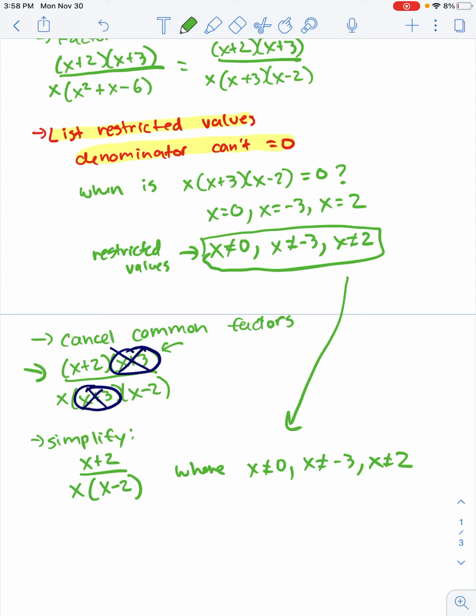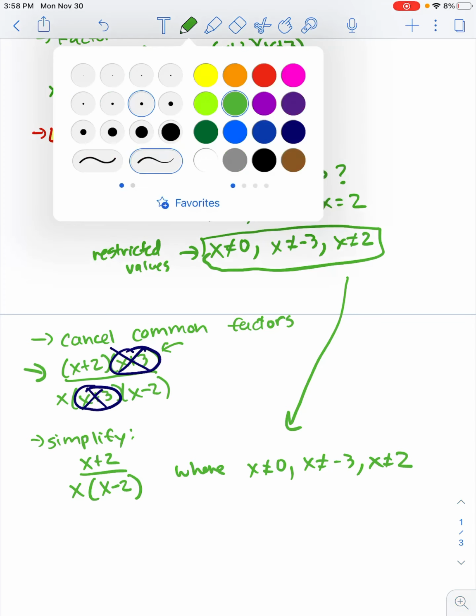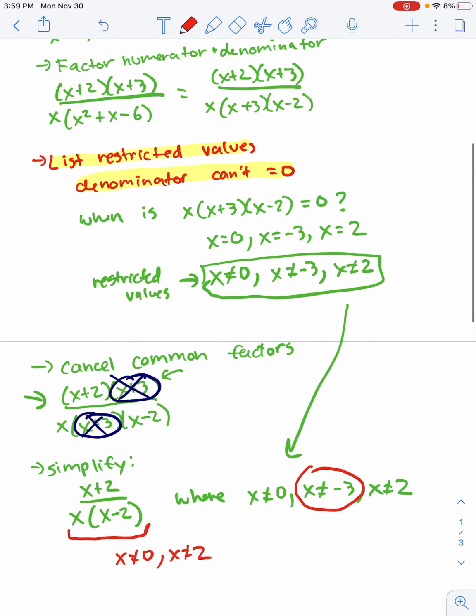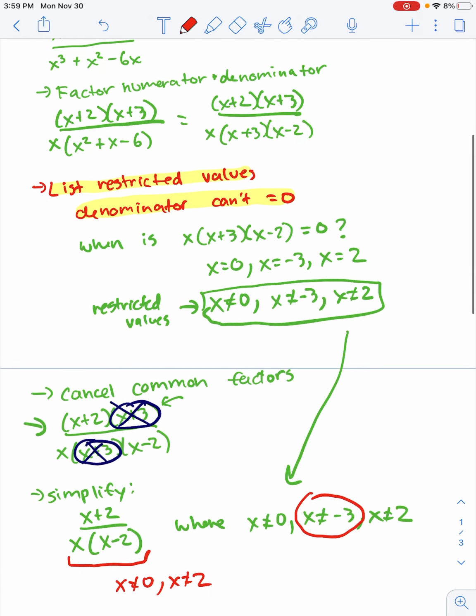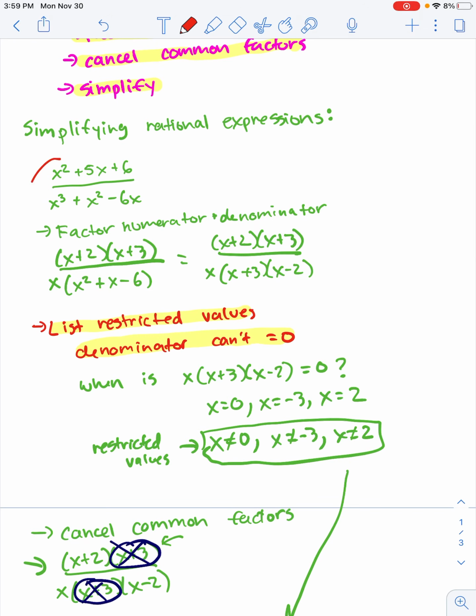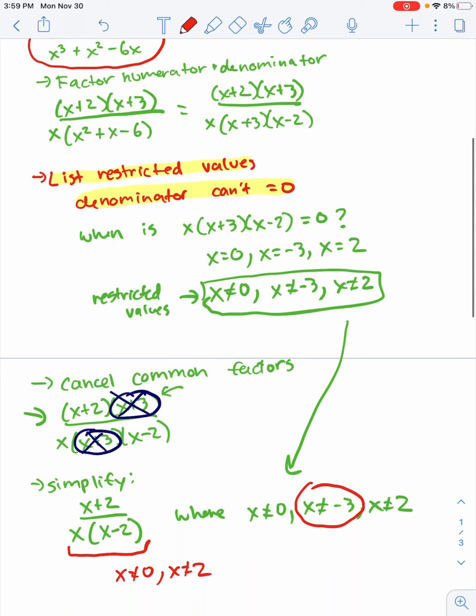Now, if we had looked for restricted values only in the simplified form, like if we had done all of this and then we said, okay, what can x not be? We would have gotten x cannot equal 0, x cannot equal 2, and we would have missed out on x cannot equal negative 3 because we canceled that out. But because we started with this, and x cannot equal negative 3 here, it still cannot equal negative 3.